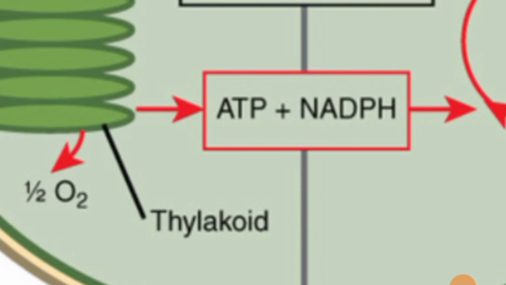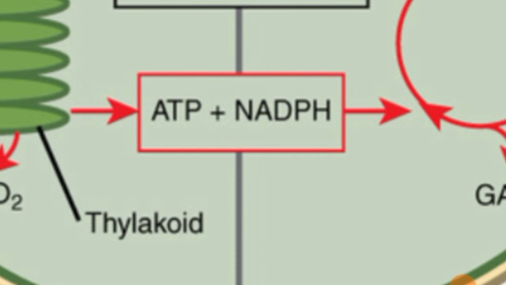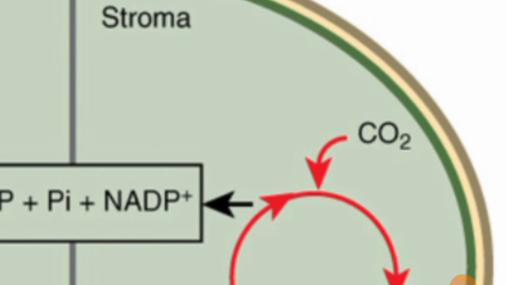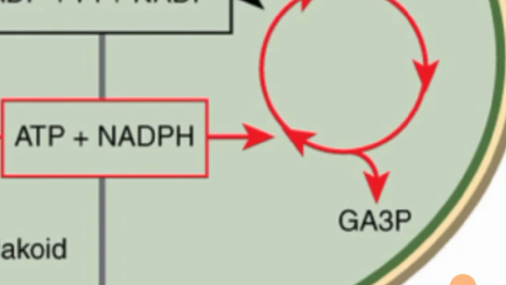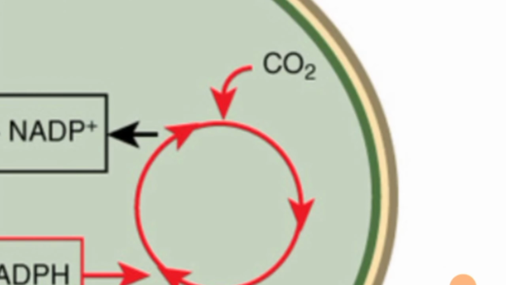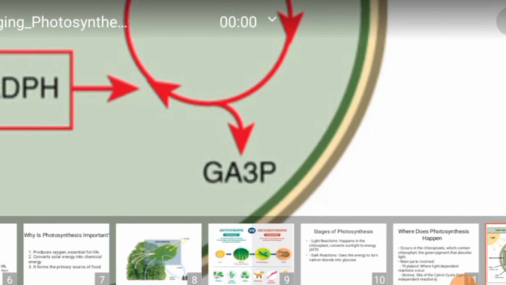Now this ATP and NADPH energy that is produced is then moved down to the stroma, where the dark reaction occurs. Instead of using sunlight to carry out its process, the dark reaction would rather use what? ATP. That's the energy that was produced during the light-dependent stage. It will make use of the ATP energy and the NADPH energy to break down carbon dioxide in order to produce what? Food. This G3P is the food.